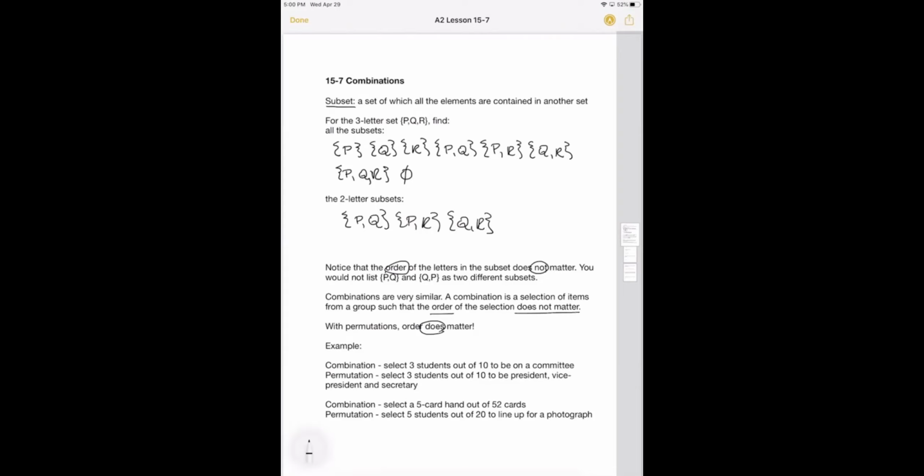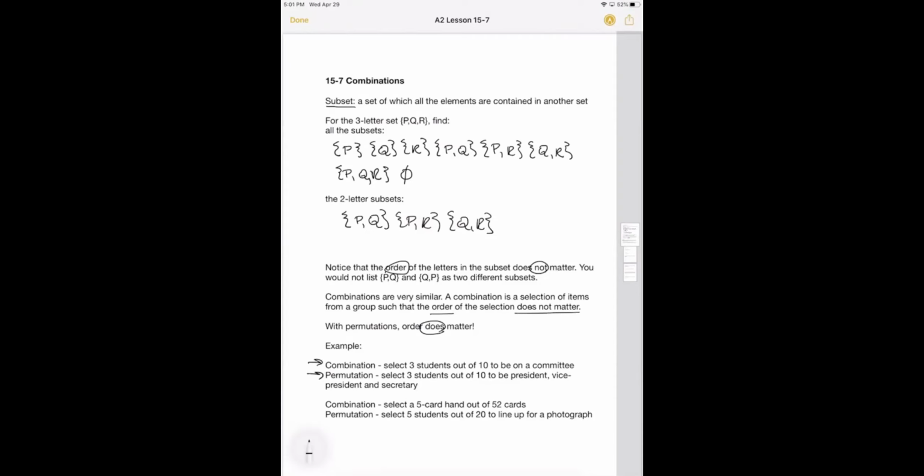So the order matters. There's a special position in this second group of three, a special position as president, vice president, and secretary. So order does matter there. But picking a general group of three students, you would not care about the order. You're just picking a general group of three.